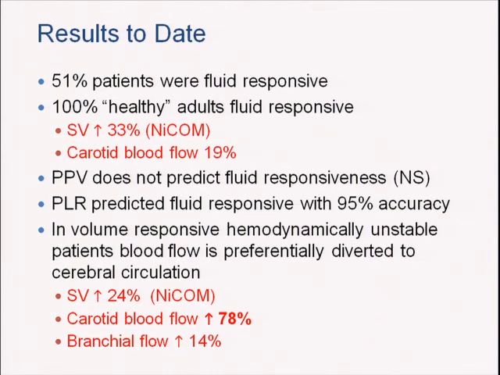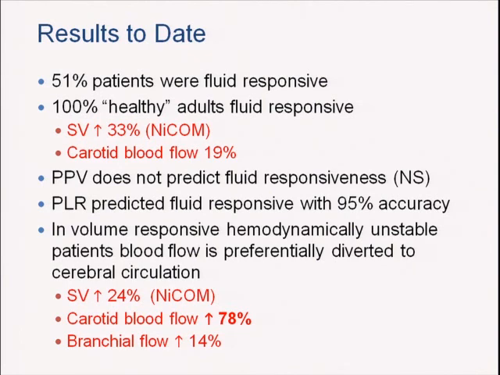What was really fascinating is then we looked at hemodynamically unstable patients, and these people preferentially shunt blood to the brain. On average in the volume responders, the stroke volume only went up 24% compared to about 33% in healthy controls. But what was fascinating is their carotid blood flow, so this is absolute blood flow, not velocity, went up 78%, whereas the brachial flow only went up 14%.